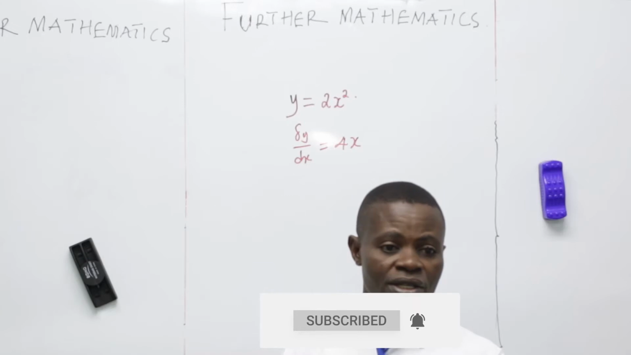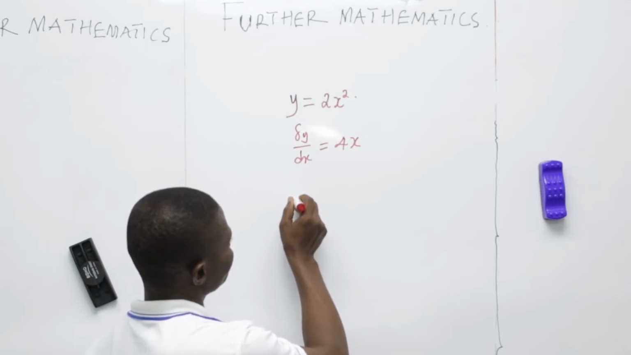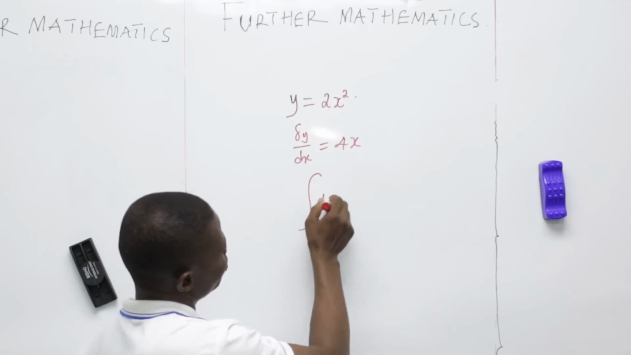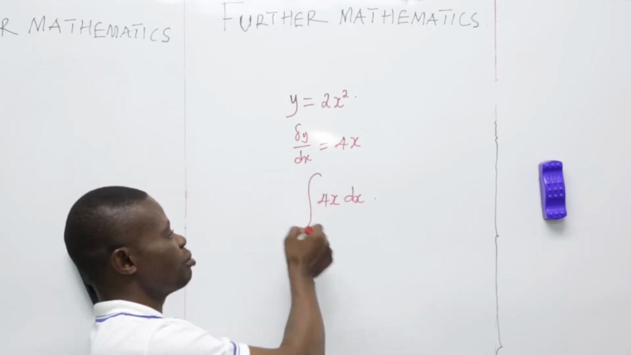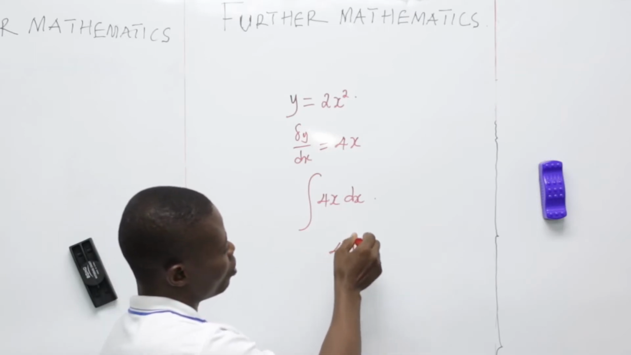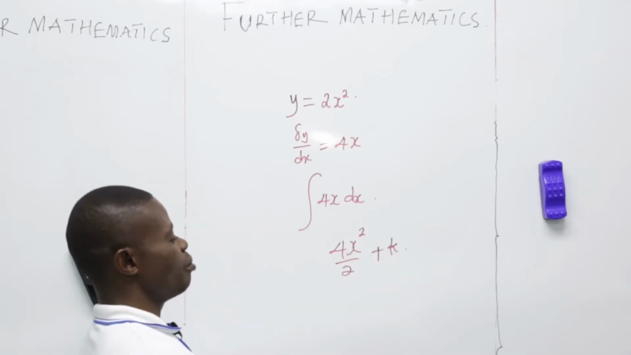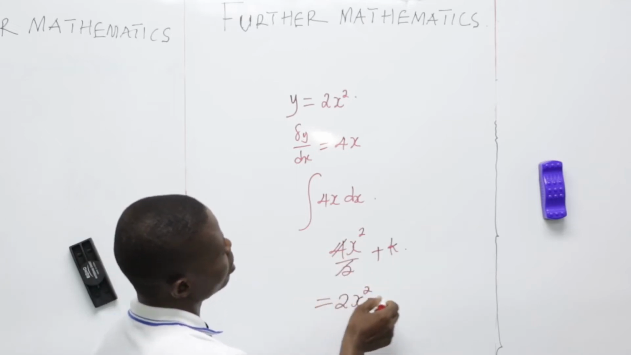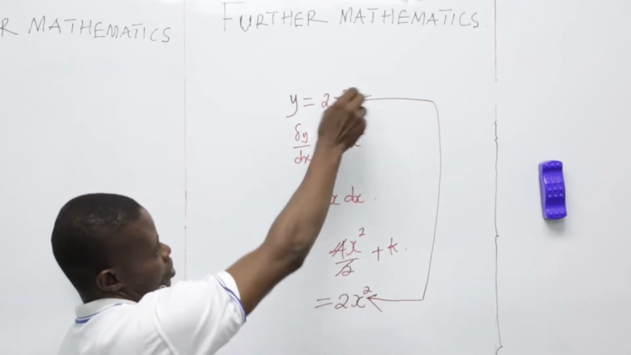Now, why am I saying it is the opposite of integration? If a function is given to you and we're told to evaluate or simplify, evaluate the integral of 4x dx. This is the symbol of an integration. When you integrate this, it will give you 4x raised to the power 2 all over 2 plus a constant. Meaning, this divided by this will give us what? 2x squared. Can you see it? It is bringing back the question of differentiation.